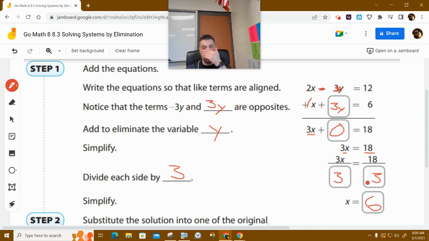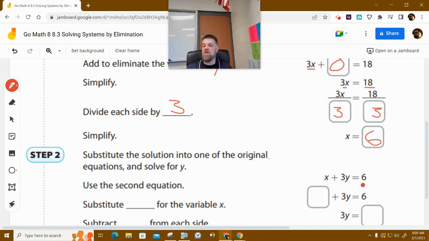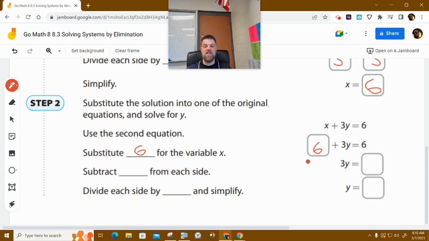Now we've got to go back and figure out what the y value is. It doesn't matter which equation you choose. I'm just going to choose this second equation, and wherever there's an x, I'm going to plug in a 6. So I'm going to substitute a 6 for the x variable because according to my math, x equals 6. Now we just solve. To solve this, I need to subtract 6 from both sides. Oh, dang it, they rigged up this problem. So when you subtract 6 from both sides, you do get 0.